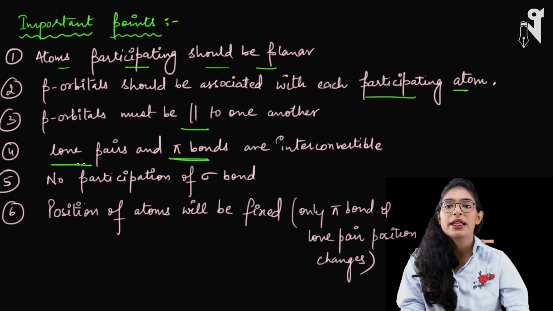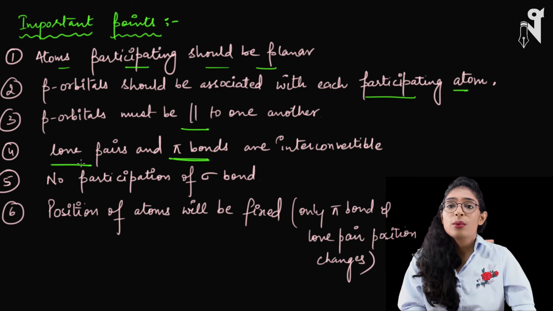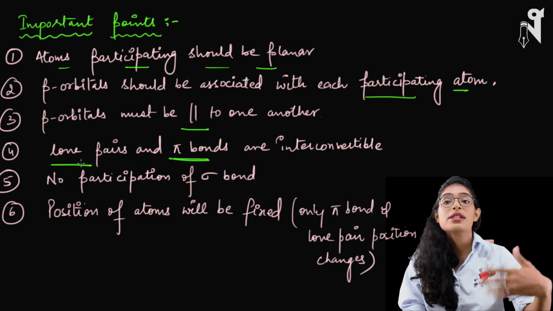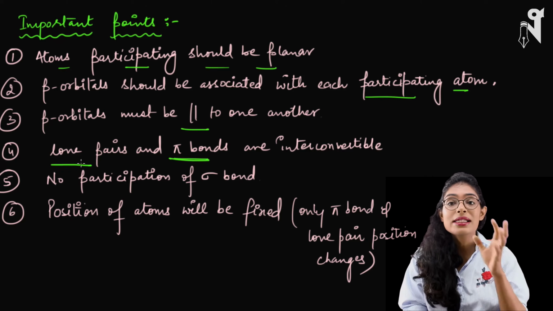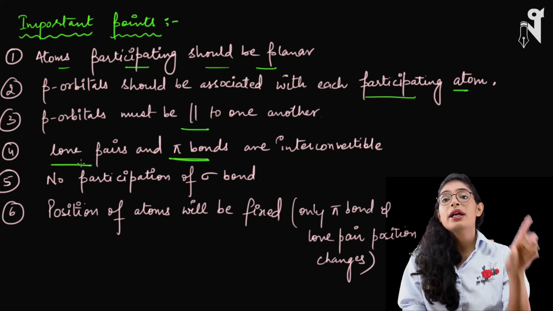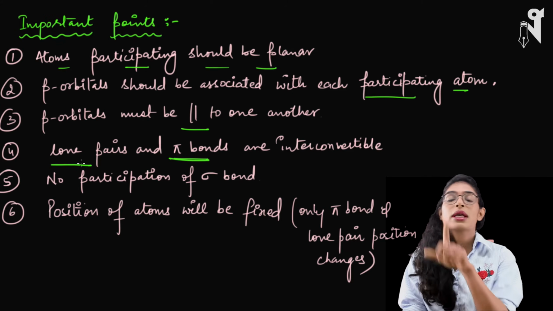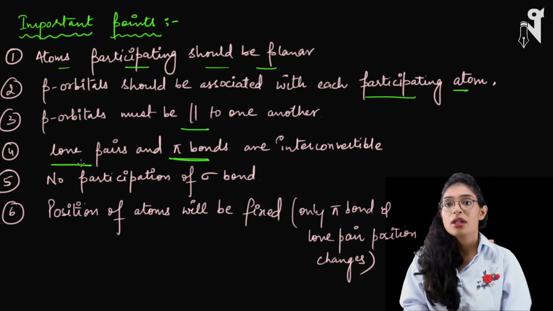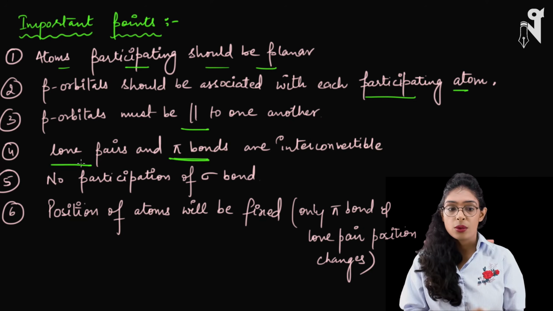I had given you a slight idea, and that time we were wondering why lone pairs are being considered as pi electrons. You will understand further when we see many examples, and you will exactly see in front of you how lone pairs can form pi bonds and how pi bonds can become lone pairs again. So lone pairs and pi bonds are interconvertible.